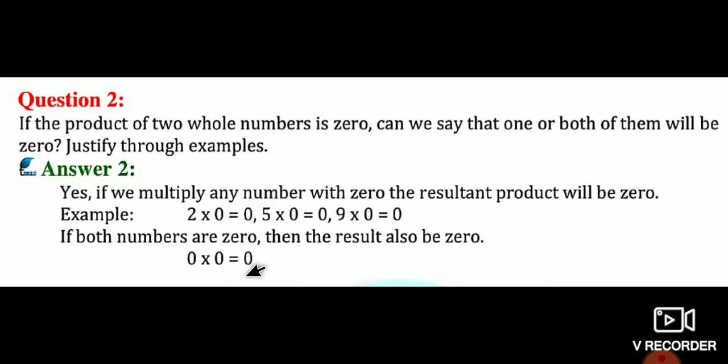That is 0 into 0. That is, both statements are true. So if the product of two whole numbers is 0, then we say that one or both of them will be 0. So in both cases, if you multiply any number with 0, the resultant product will be 0, and if both numbers are 0, then the result will also be 0.